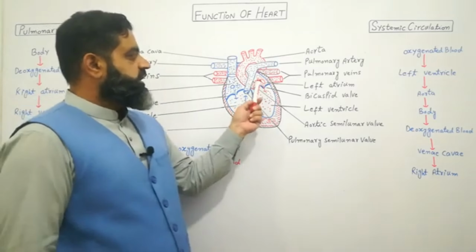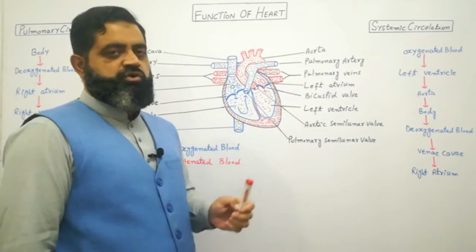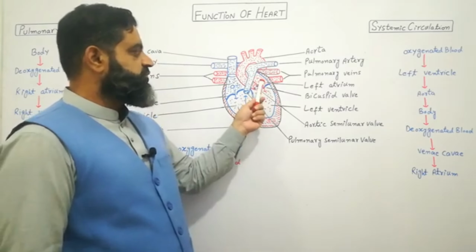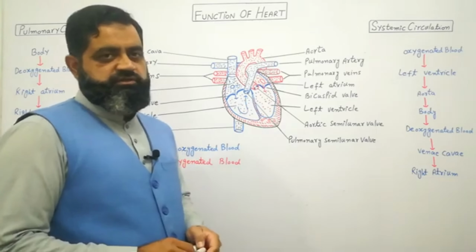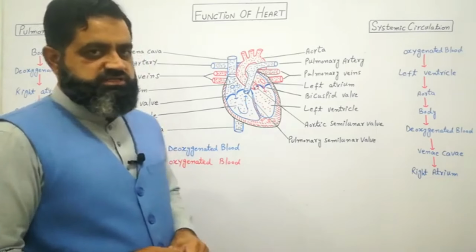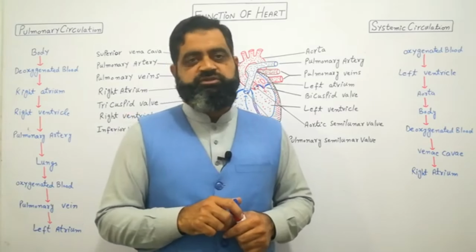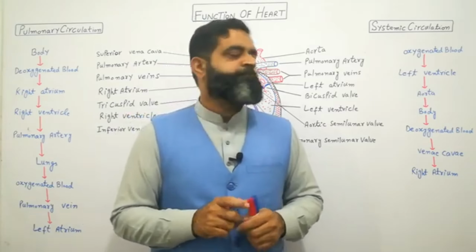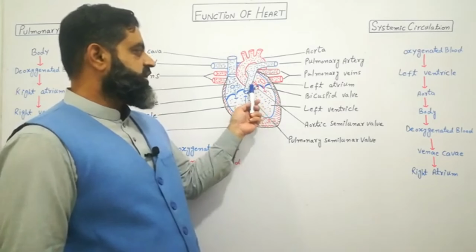Now, oxygenated blood has come into the left atrium. This chamber of the heart will contract and oxygenated blood will go into the left ventricle of the heart, which is the largest and strongest chamber of the heart. When this left ventricle contracts with powerful contraction, the blood goes into the aortic trunk.